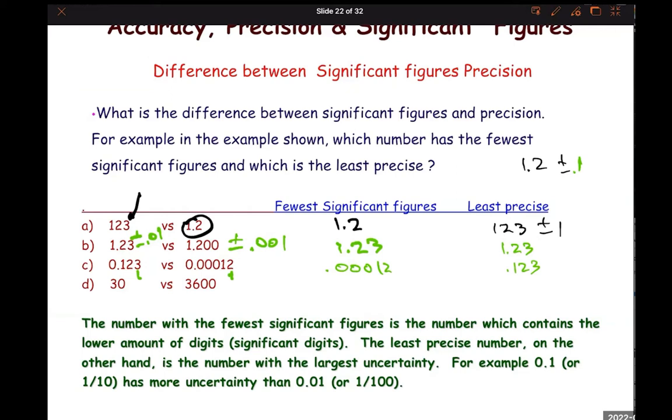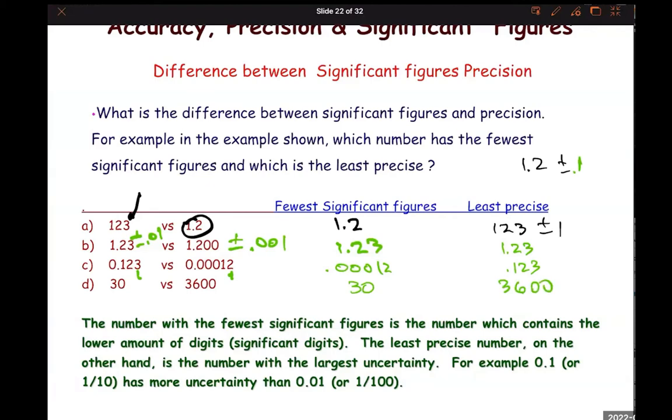Finally, the last one, 30 versus 3600. 30 only has 1 significant figure. 3600 has 2 significant figures, the 3 and the 6. Which one is the least precise? 30 is plus or minus 10. 3600 is plus or minus 100. So the least precise is 3600.